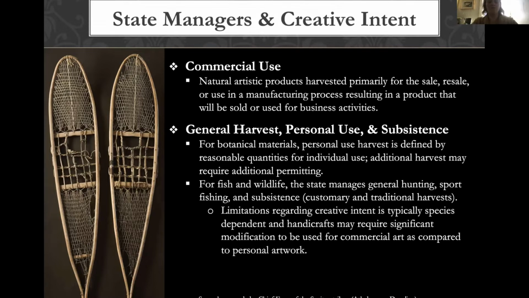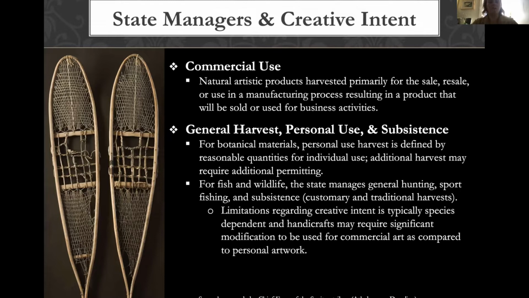For commercial use, natural artistic products are harvested primarily for the sale, resale, use, and manufacturing process that results in a product that can actually be sold. And very similar to the feds, they also include things that are being utilized for business activities. So if you make a basket that's specifically your logo, and that is your main logo aspect, it is a commercial activity, thus it is commercial itself.